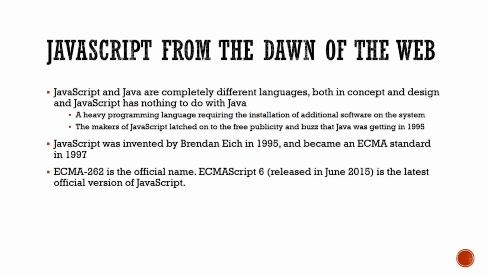As we said, this was invented by Brendan Eich in 1995. It became the ECMA standard in 1997. ECMA is just kind of the official name of JavaScript. Most people don't call it that. Technically, the current version is ECMAScript 6, which was released in 2015. The original standard, or the official name, is ECMA-262. You don't need to worry about that. That's really just more of a history lesson than anything else.